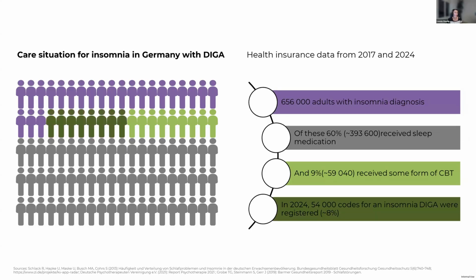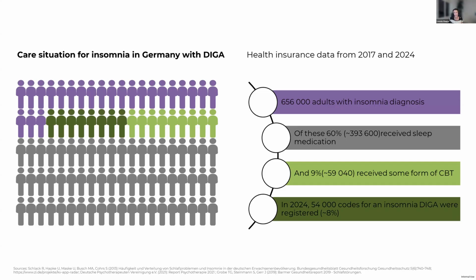And now we get more data, because now we also have data from the DiGA path, as this is data that is reported on an annual basis. So when we take the data from 2024, we see that in this year it was about 54,000 codes for an insomnia DiGA. I mentioned that in 2024, we actually had 3 different DiGAs for insomnia. So this is almost as much as people who have received some form of CBT.